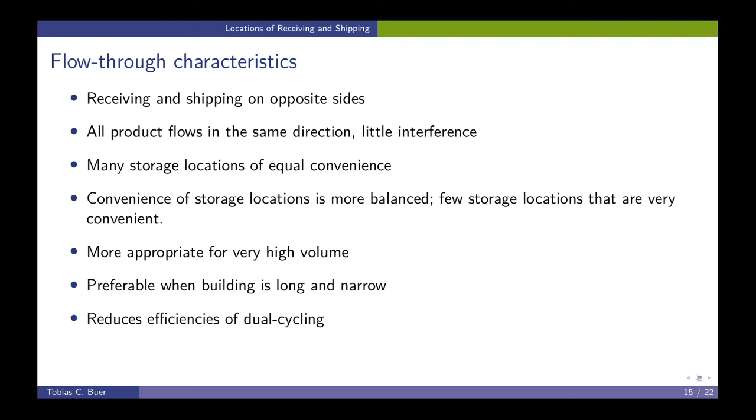But the drawback is we have only a small number of storage locations, those in the center aisle, that are really very convenient. Such a warehouse is very appropriate for high volume, many turnovers, and of course when your building is supporting this flow-through configuration, when the building is long and narrow.